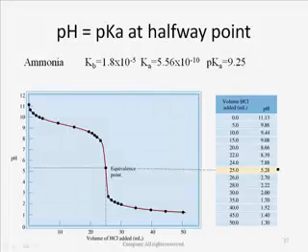Also, if we're doing a weak base, for ammonia, the pKa is 9.25. And again, here our equivalence point was at 25 milliliters. So if we go to around 12.5, going up straight, it should be at about 9.25 there.